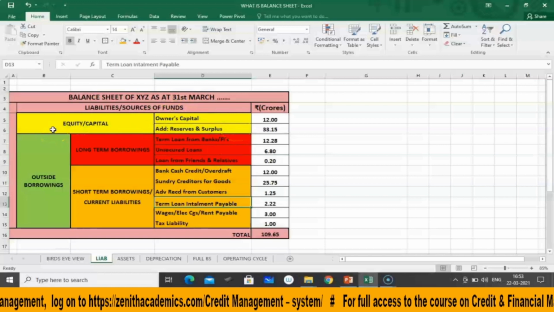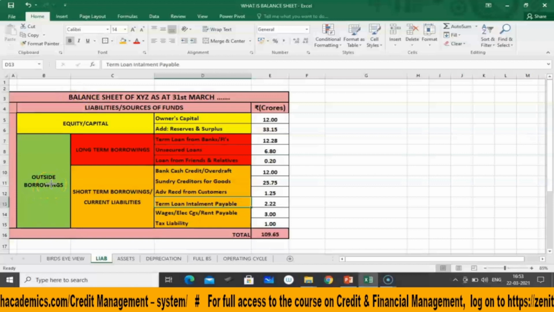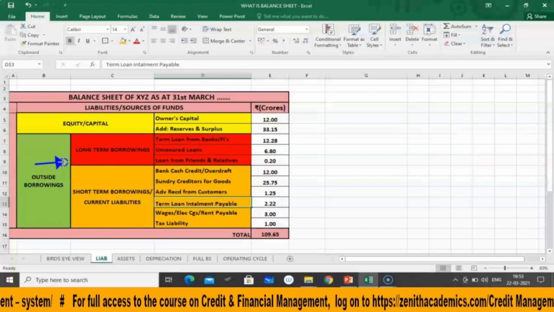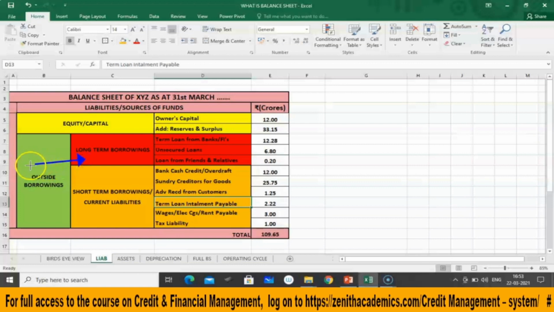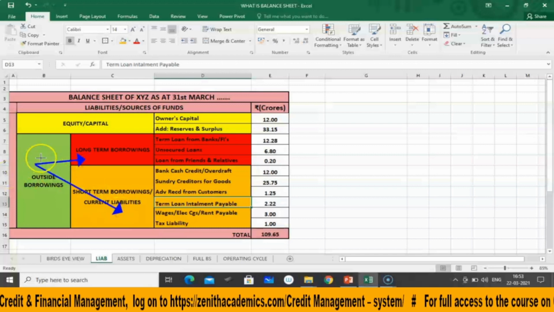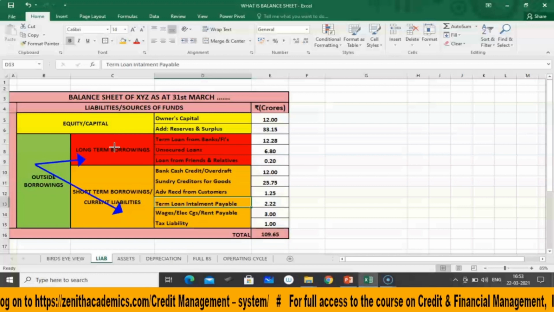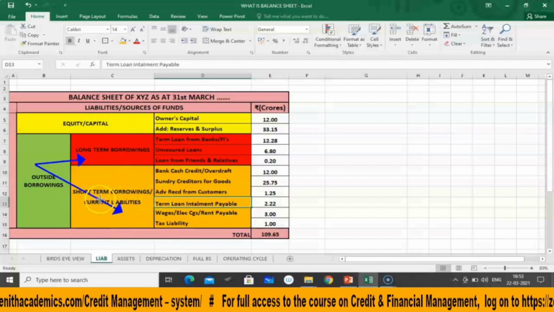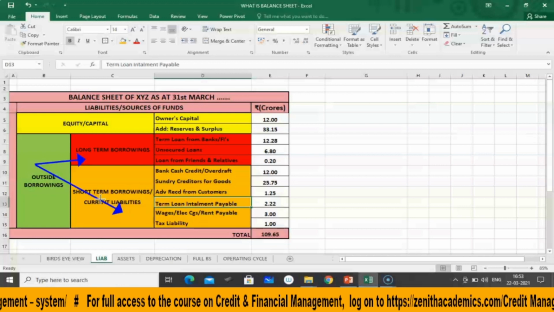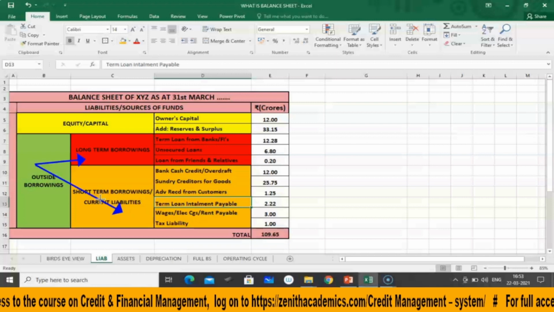Next are the outside liabilities. Now, these are borrowed from outsiders and the money has to be returned in due course. The outside liability can be further divided into 2. First is the long-term liability and the other is the short-term liability or the current liability. If it is repaid beyond 12 months, then it is called as long-term liability. And if it is repaid within 12 months, then it is called as short-term liability or current liability. Therefore, the classification of long-term and short-term borrowing is based on the time period of 12 months.